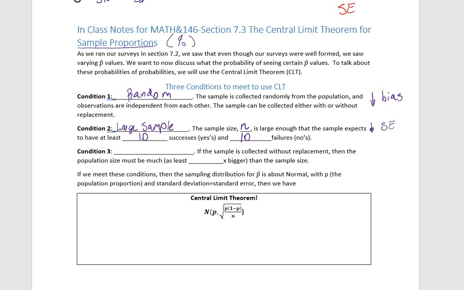Condition 3 is that we want a large population. The reason we want a large population is because we want to be able to replicate this survey over and over and over again. So again, the rule of thumb is that we want our population to be at least 10 times bigger than the sample.